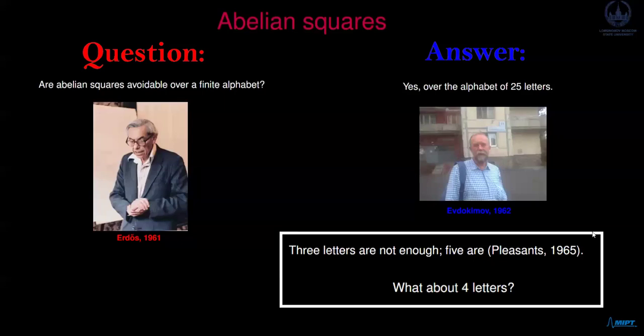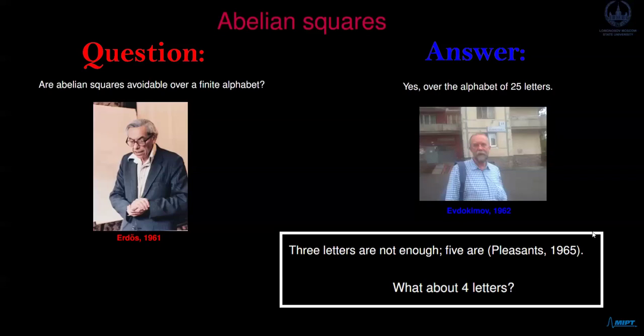Currently, let's address a famous open problem first posed by Paul Erdős in 1961. Are abelian squares avoidable over a finite alphabet? In other words, is it possible to construct an infinite word over a finite alphabet that completely avoids abelian squares, where consecutive factors are abelian equivalent?